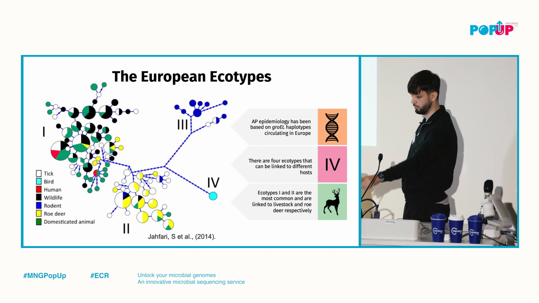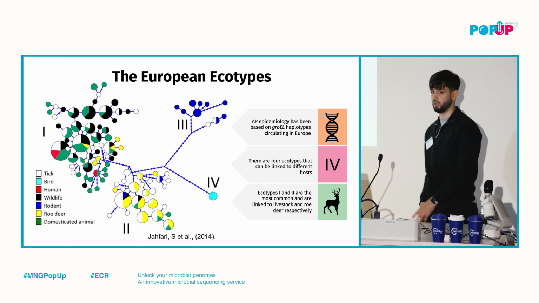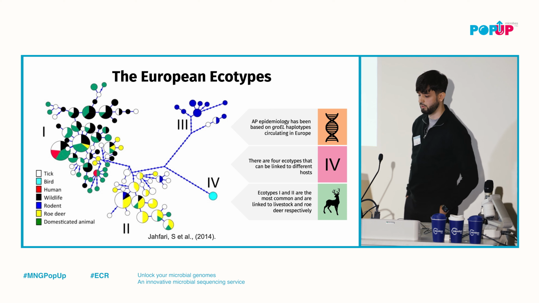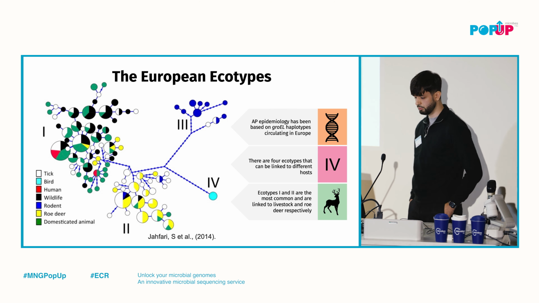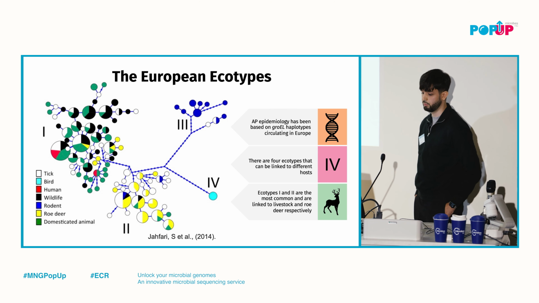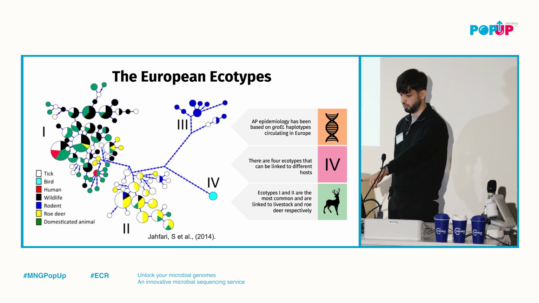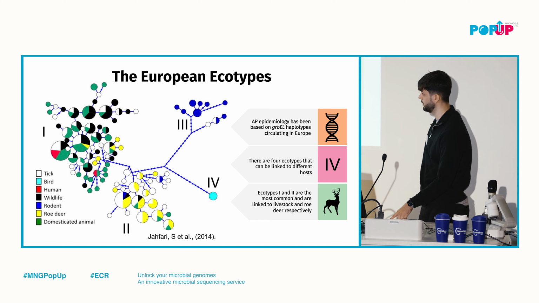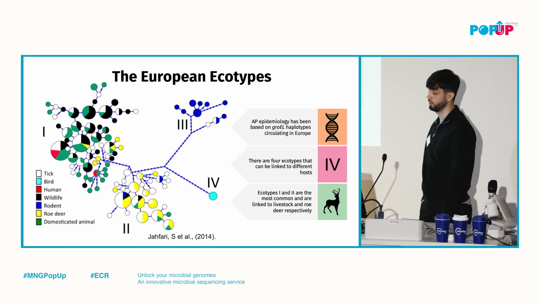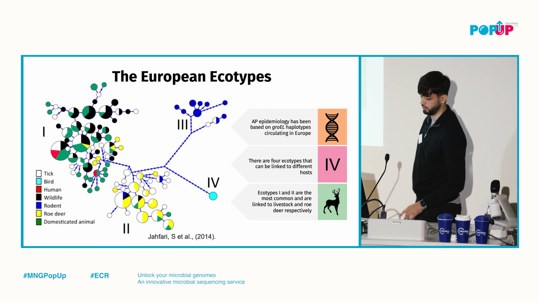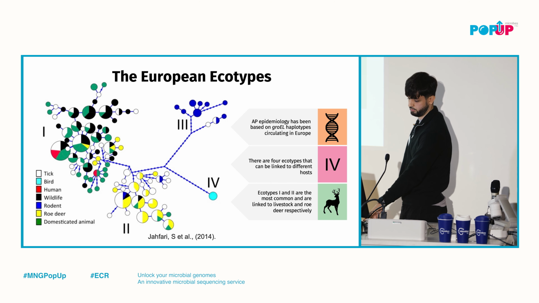You can see that group 1, so ecotype 1, is the largest group, and this is where we tend to find most of the veterinary infections. Group 2 we generally find in roe deer, but to an extent also in domesticated livestock. Group 3, or ecotype 3, we tend to find only in rodents and ticks. And ecotype 4 we've only found in birds, and it seems to be quite a rare one.